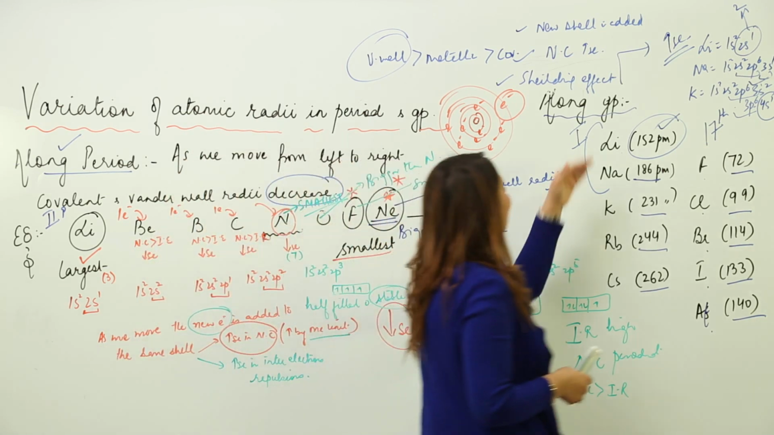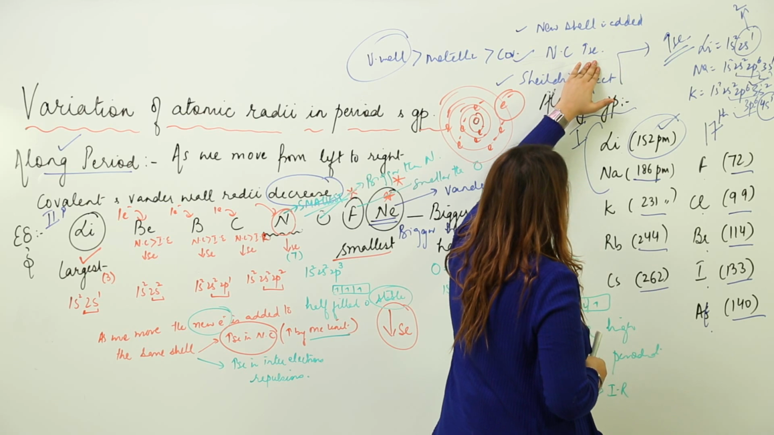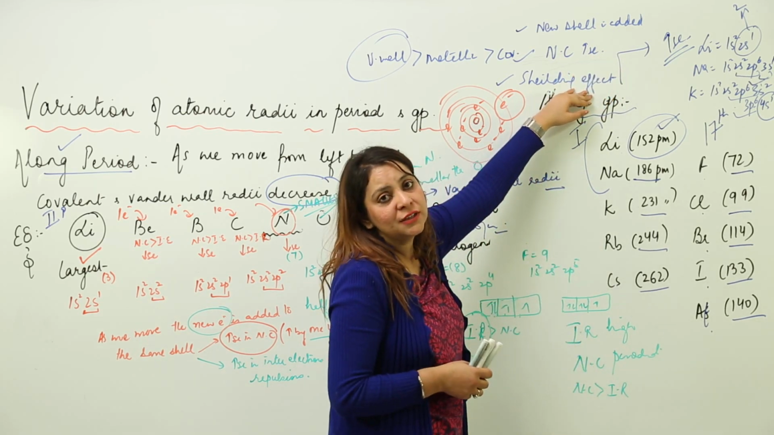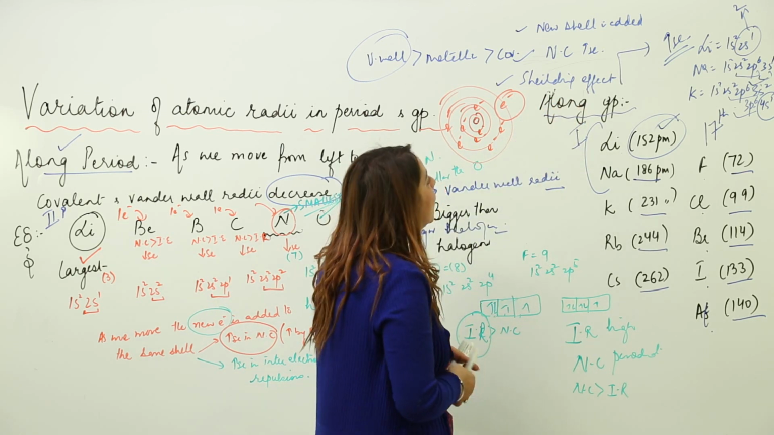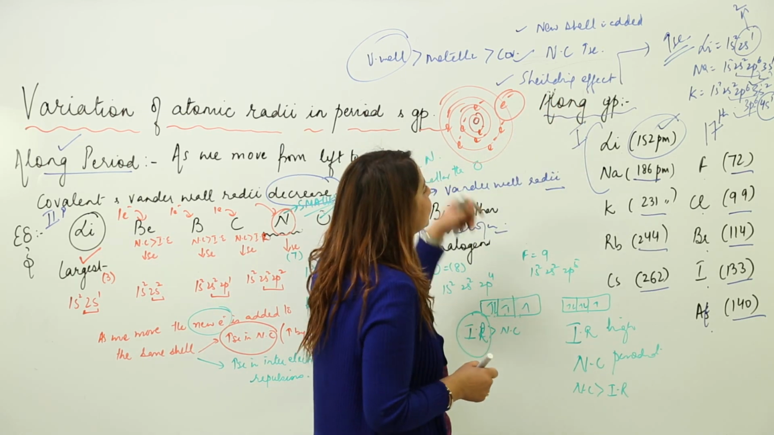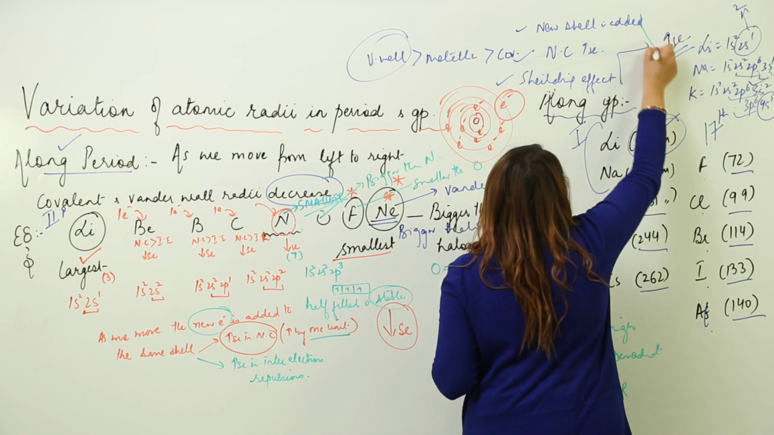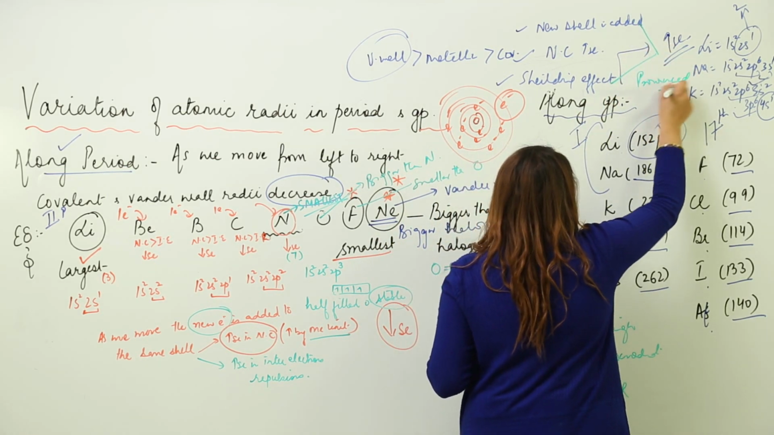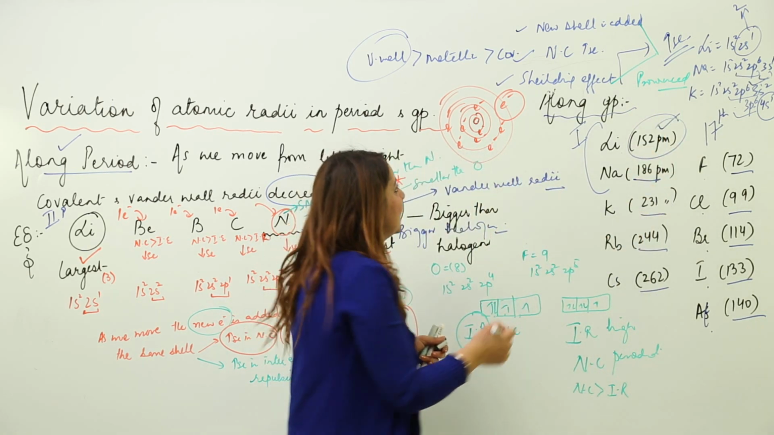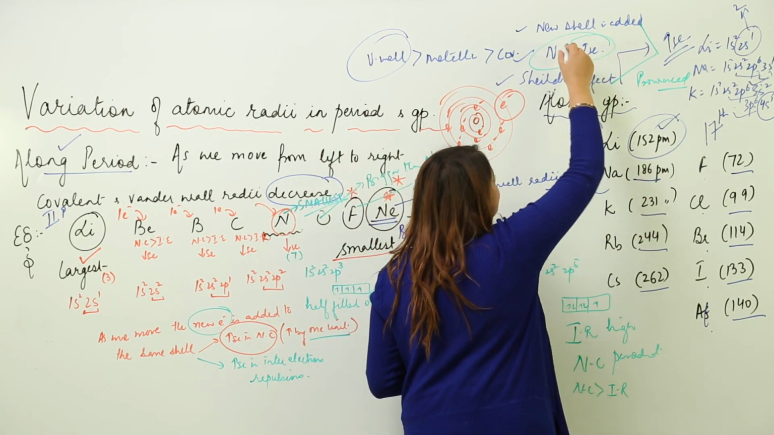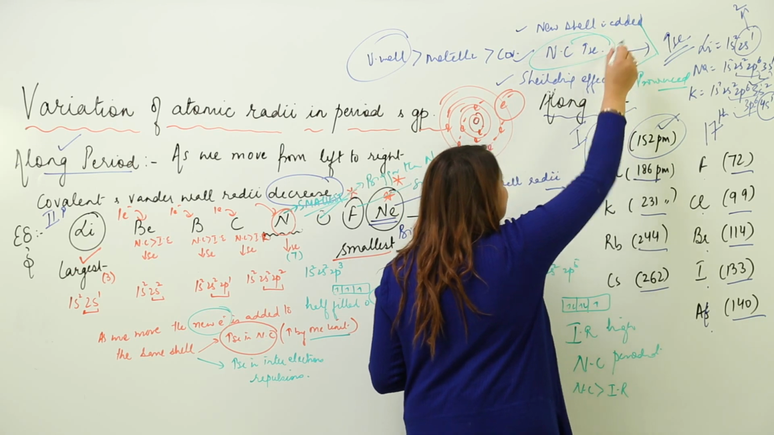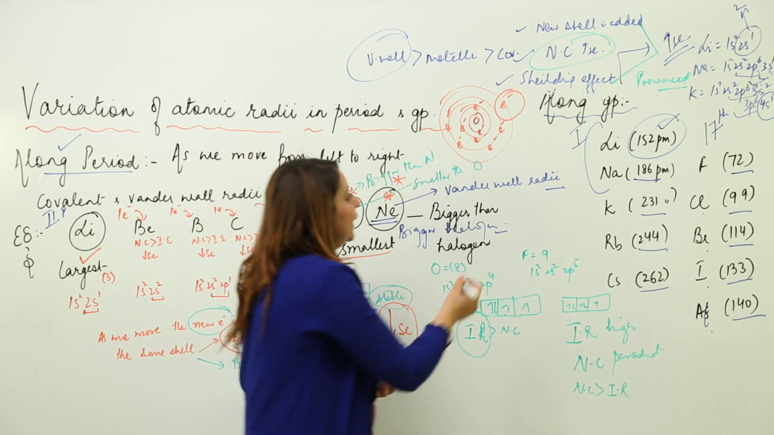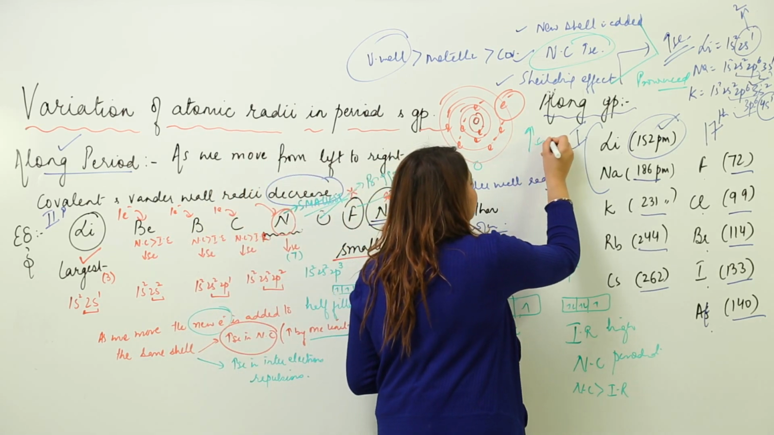So as we move down, a new shell is added, nuclear charge increases due to the increase in electrons, and due to the filling of inner orbitals, the shielding effect also increases. But what we have seen is that as we move down, the effect of the new shell and the shielding effect is more pronounced as compared to the increase in nuclear charge. So this effect outweighs. And what is its effect on the size of an atom? Obviously, they are increasing the size.